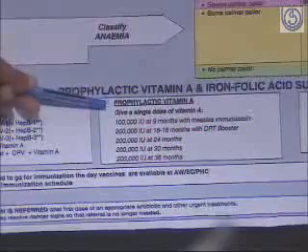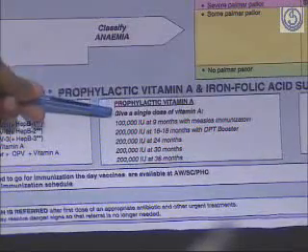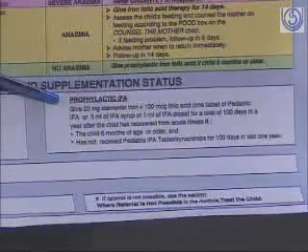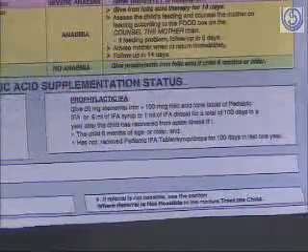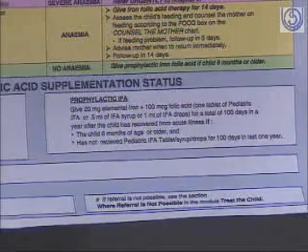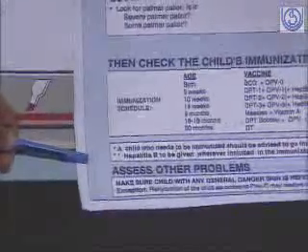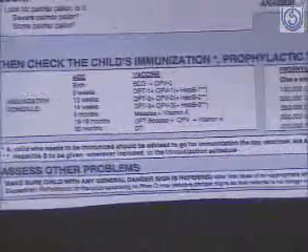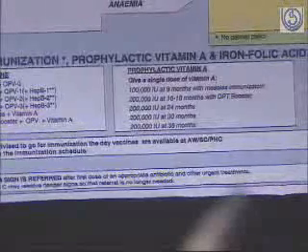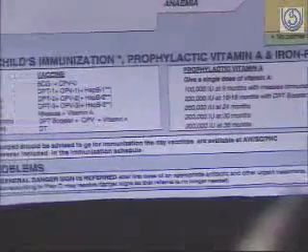And you also have to check for the prophylactic iron and folic acid supplementation status, whether the child has received it or not. And finally, if there is any other problem which could not be covered by the above boxes, that you have to assess. So that completes the assessment and classification of a sick child aged 2 months up to 5 years.